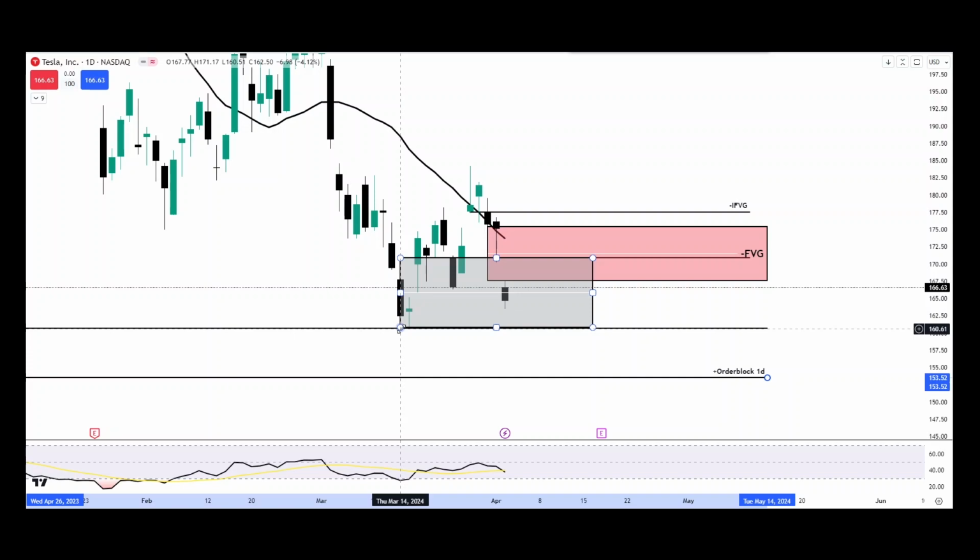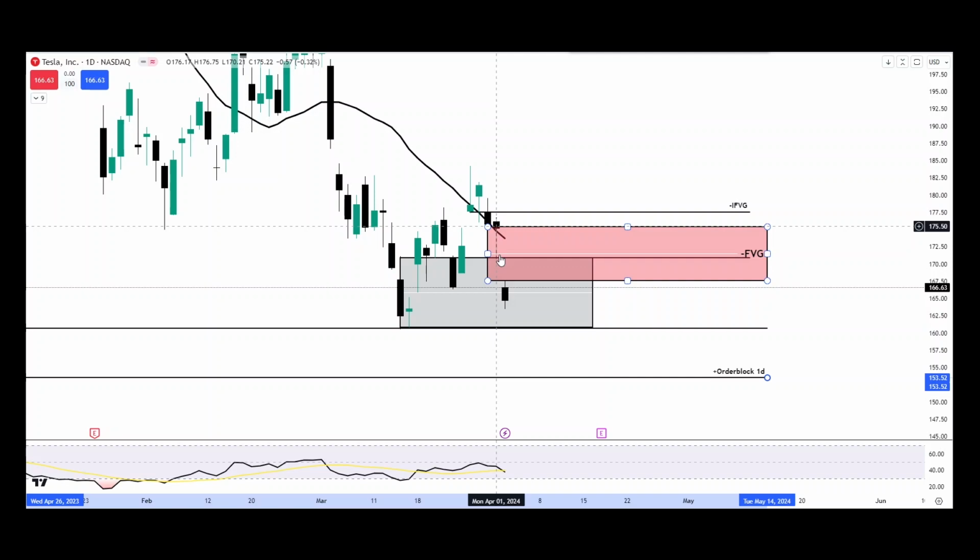Now we've dropped way below it and created a gap. A couple things I want to note. Right here from this wick to this wick, we have an inverted fair value gap, right? We had a fair value gap that was bullish. Then we traded back down through it. It's an inverted fair value gap now. We also have created a bearish fair value gap.